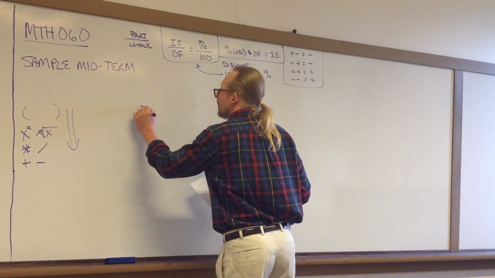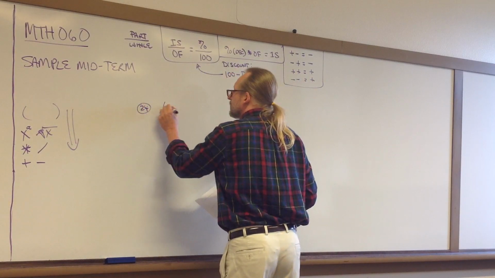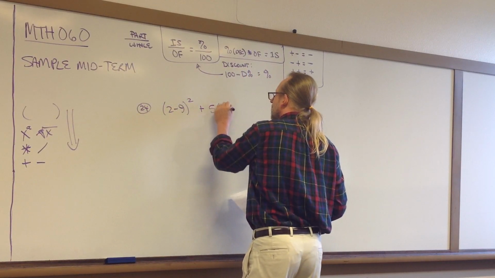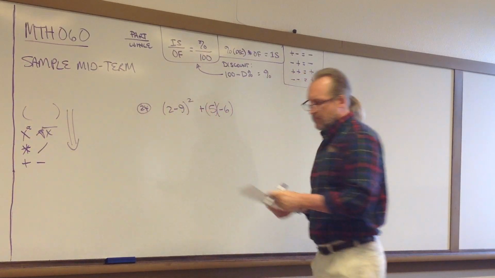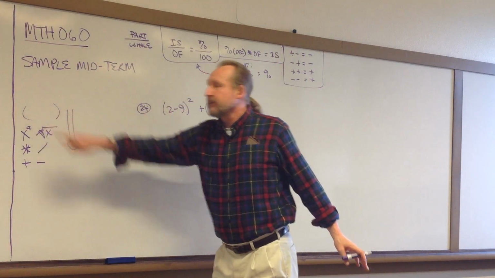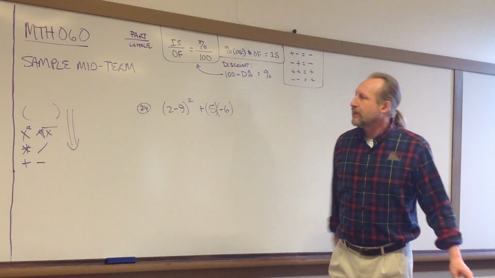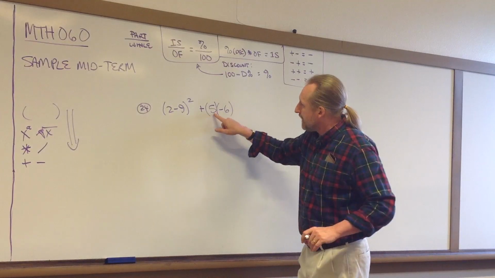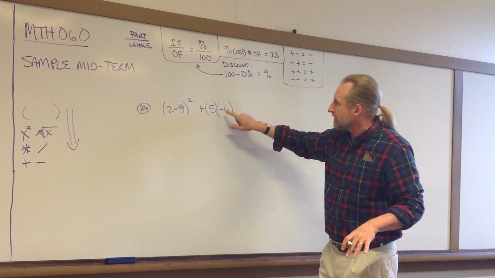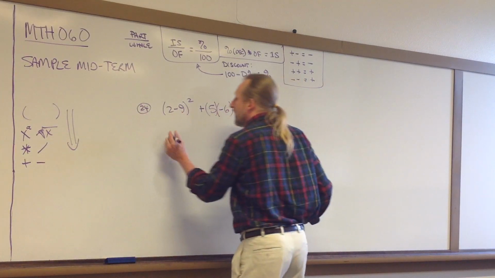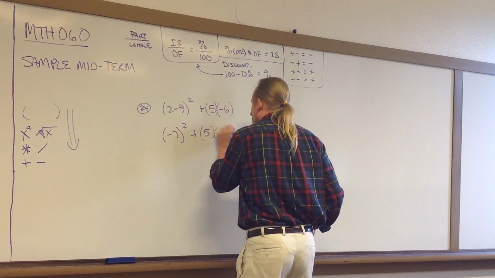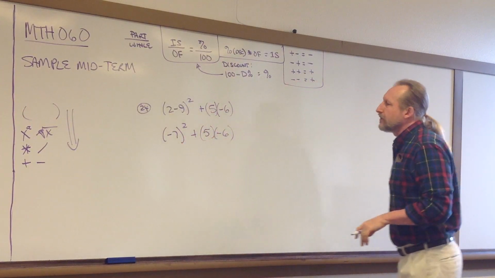So, problem 24. 2 minus 9 squared plus 5 times negative 6. The first thing we want to do is work inside the parentheses. See how you just have a single 5 inside these parentheses? That means we don't have to do anything more there. Same thing here. But over here, we've got 2 minus 9. That's negative 7. Now we've just got a single number in there.